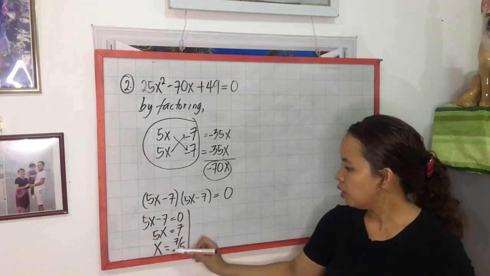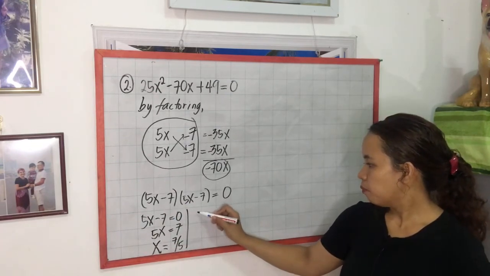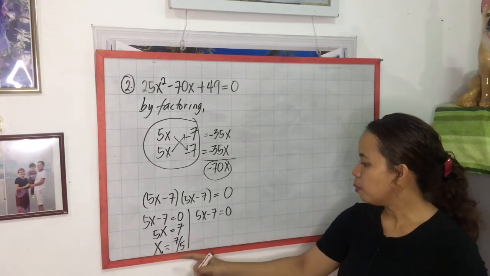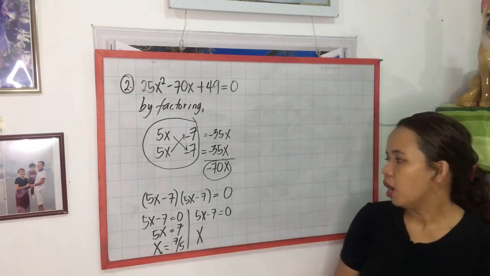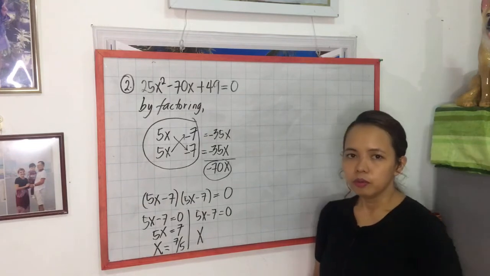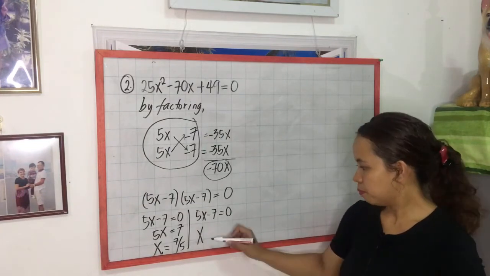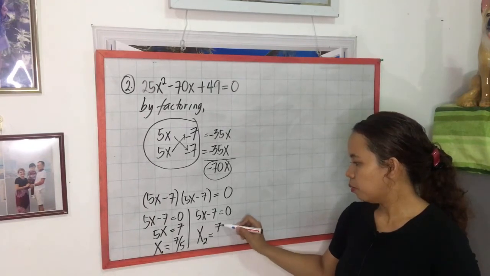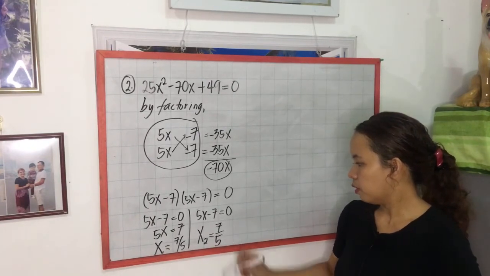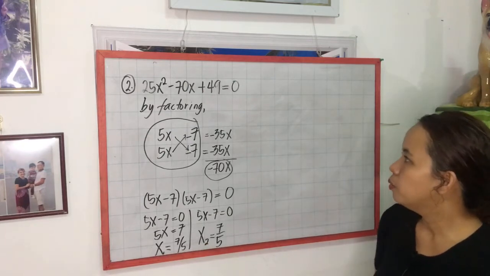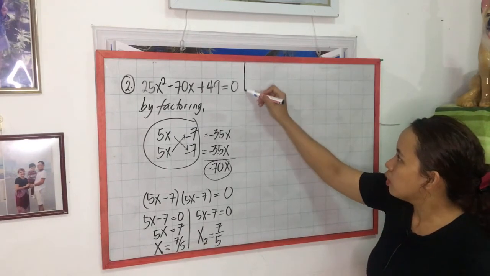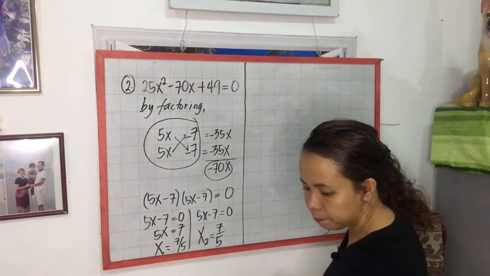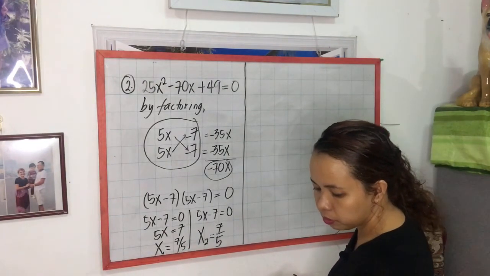Okay, the same goes here. Okay, 5x minus 7 is equal to 0. So the same answer. That means we have two roots that are the same. Okay. 7 over 5. Okay. These are now the roots of our quadratic equation. Okay, the third example. Okay, we will go directly to the third example.